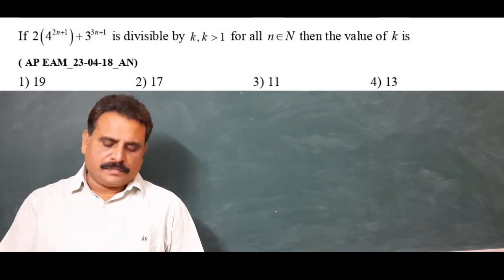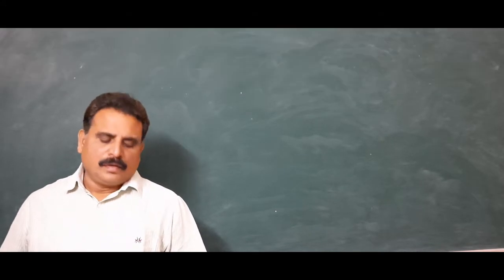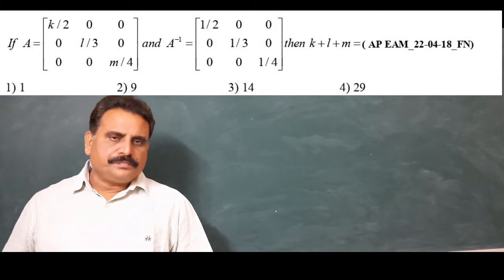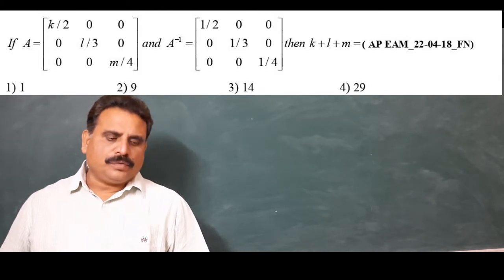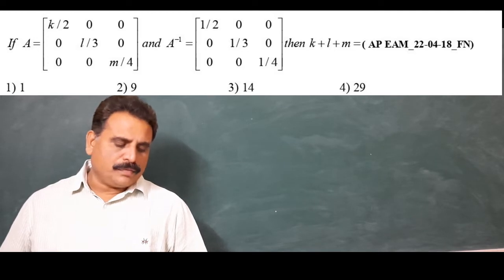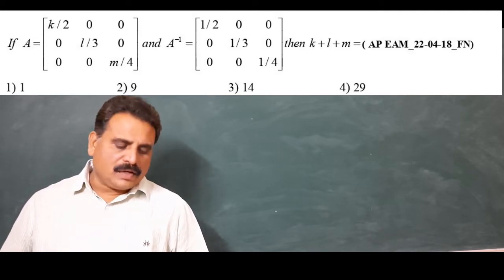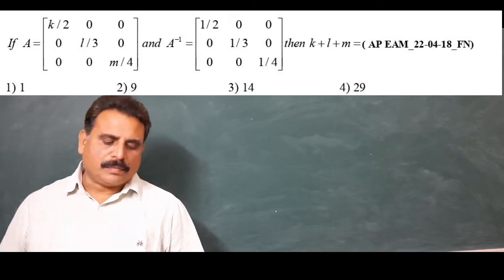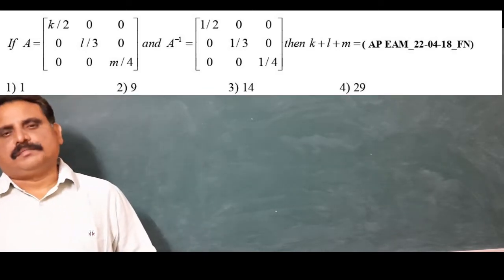Answer 11. Next. A equals the diagonal matrix k by 2, l by 3, m by 4, and A inverse equals the diagonal matrix 1 by 2, 1 by 3, 1 by 4. Then find k plus l plus m.